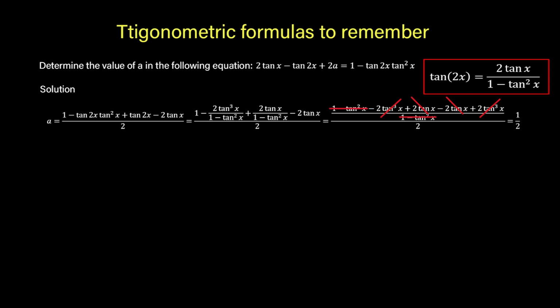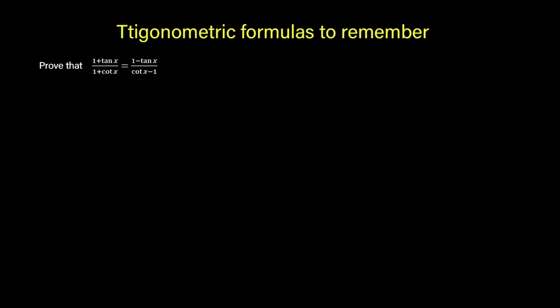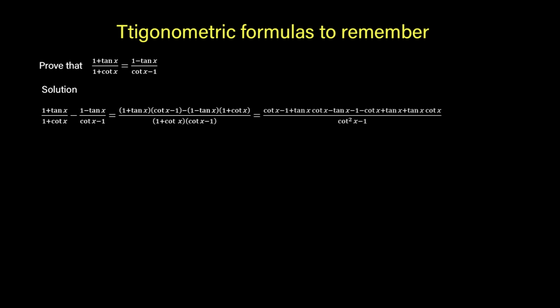The answer is a equals 1/2. Prove that (1 plus tangent of x) divided by (1 plus cotangent of x) equals (1 minus tangent of x) divided by (cotangent x minus 1). Solution. Find the difference between the left and right sides of the equation. Since the difference between the left and right sides is 0, the equation is true.